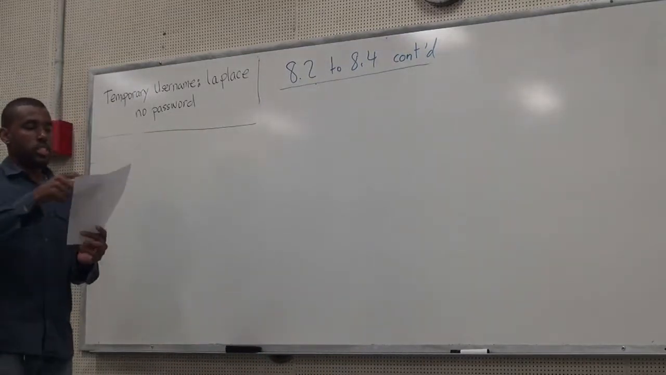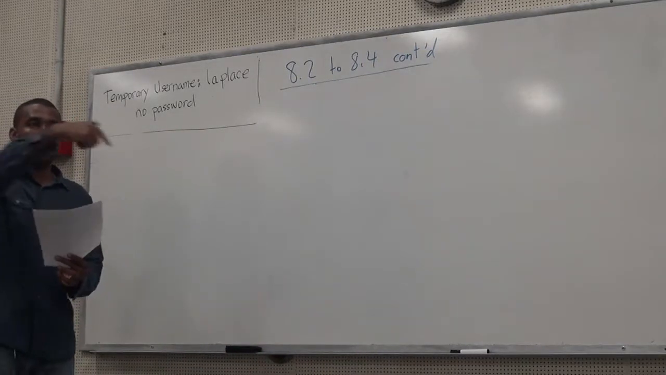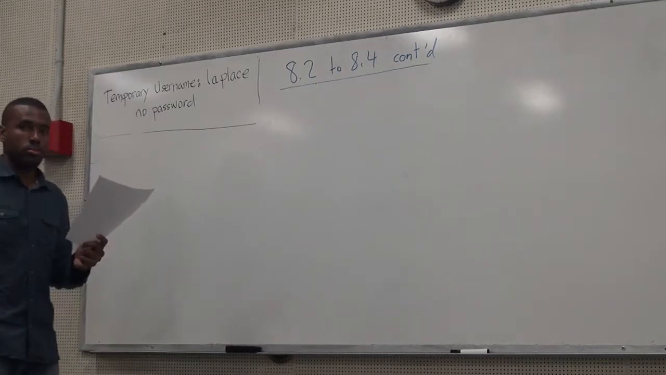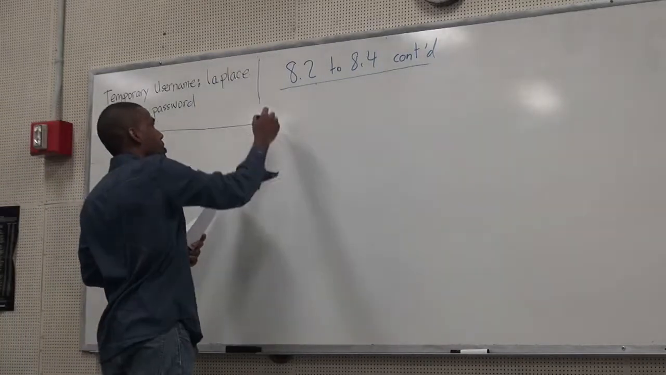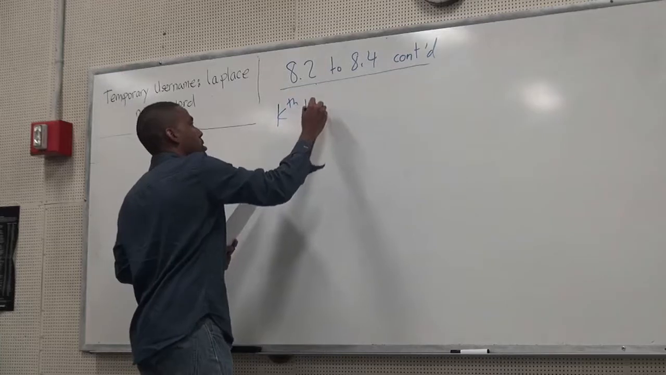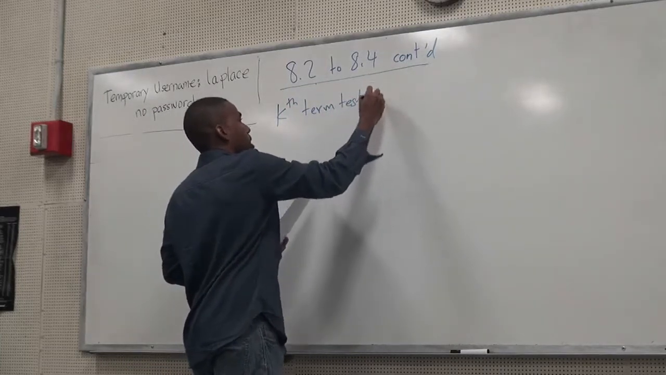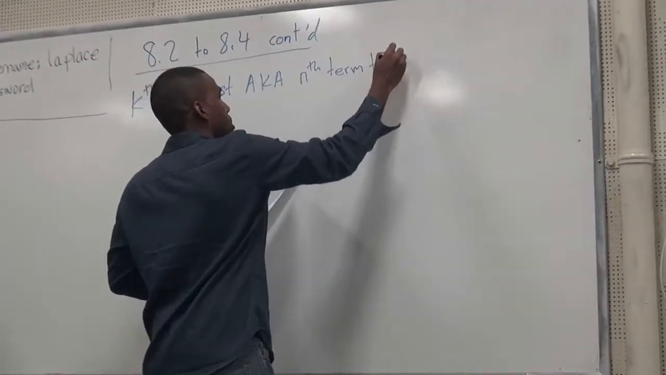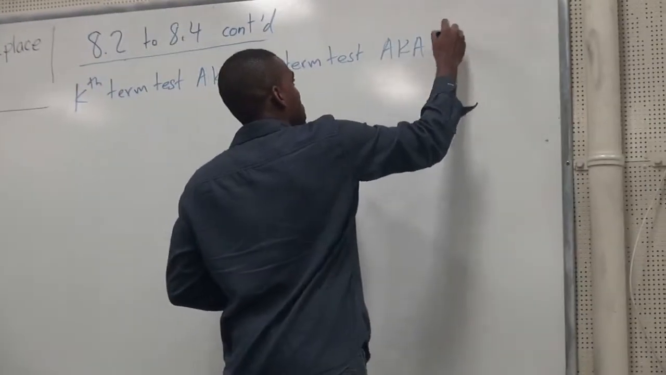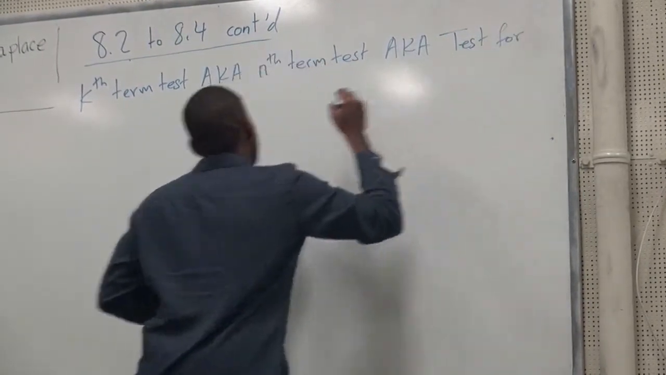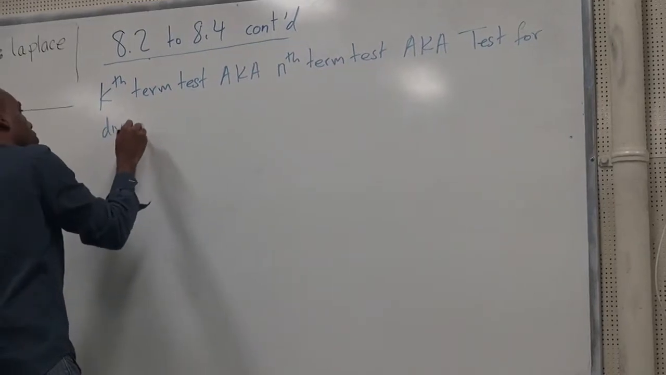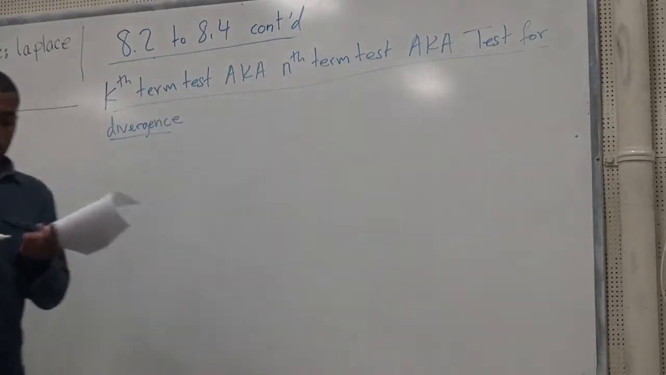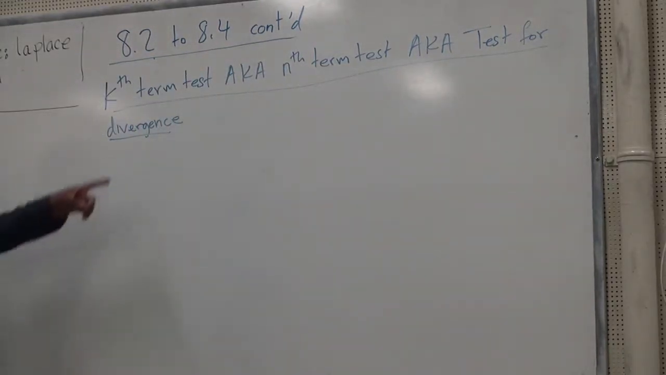Now they introduced the geometric series first in this list because it's something that you would have seen before in previous chapters. But really the kth term test is the test you probably try to apply first, right? So this is the kth term test, aka n-term test, aka test for divergence. So basically what this test tells you is it can tell you if something diverges.